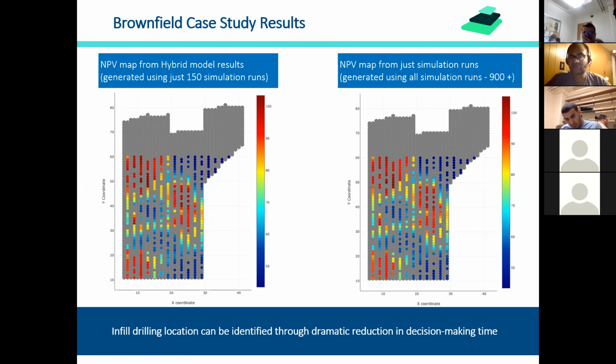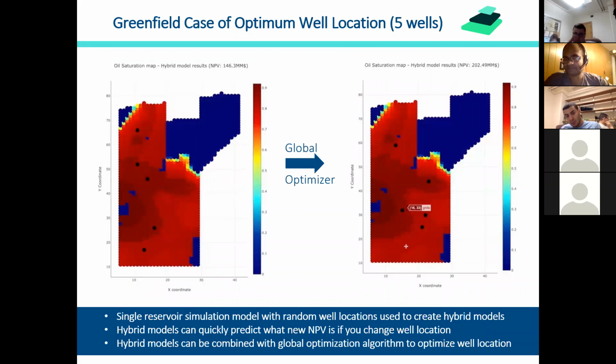So this was an example of showcasing how infill drilling locations can be identified through a dramatic reduction in decision-making time. The way some of our clients are using it, you can simply upload one single simulation file in the evening, come back the next day, and know which areas to possibly place that specific well. Of course, there are so many locations. How do you globally optimize it? So we've also coupled it with a global optimizer.